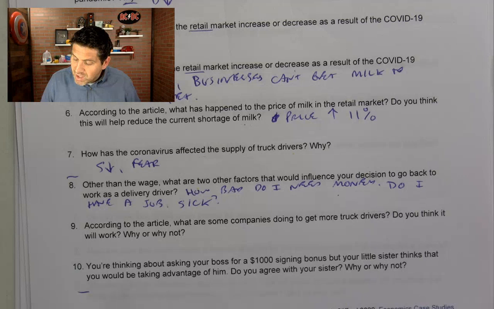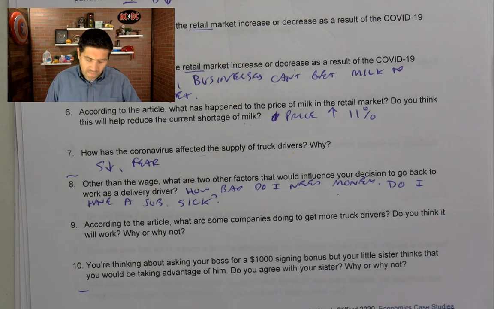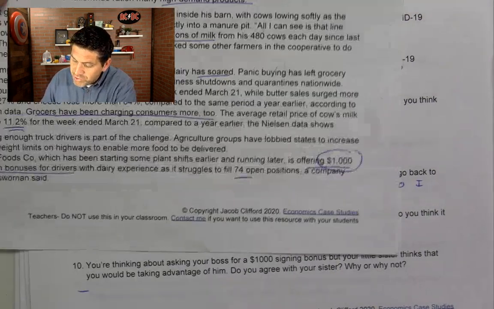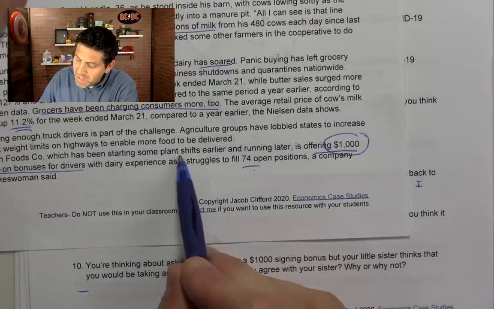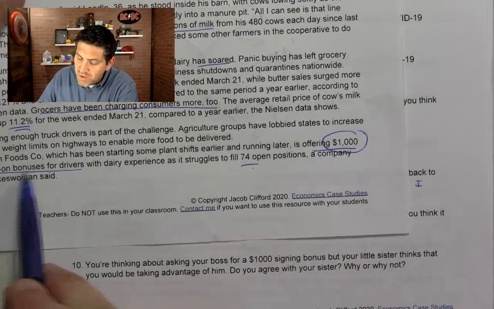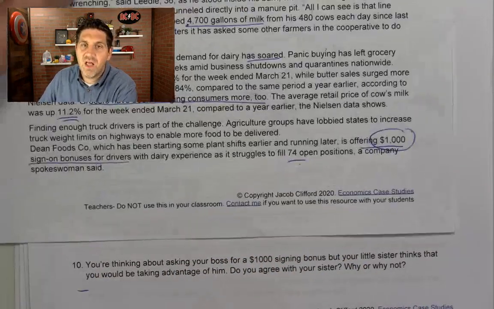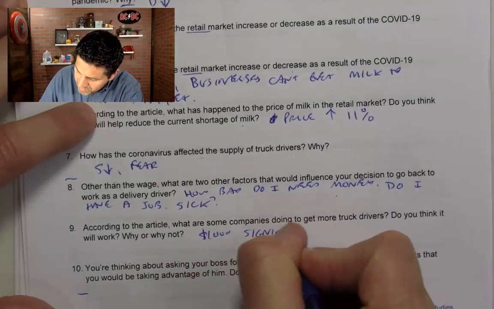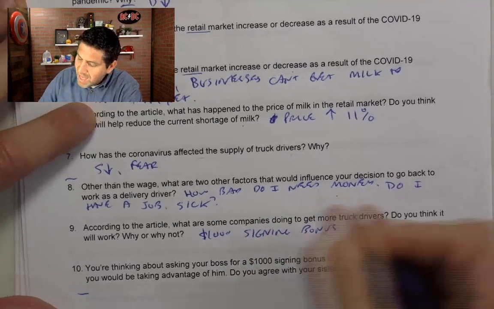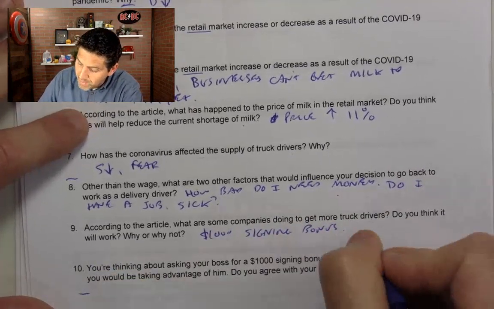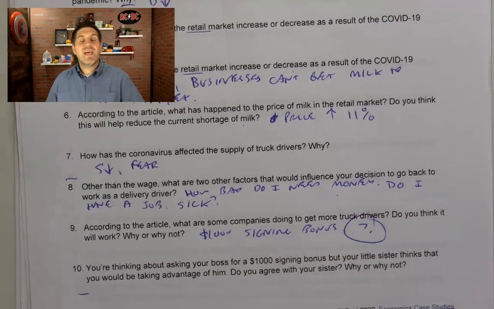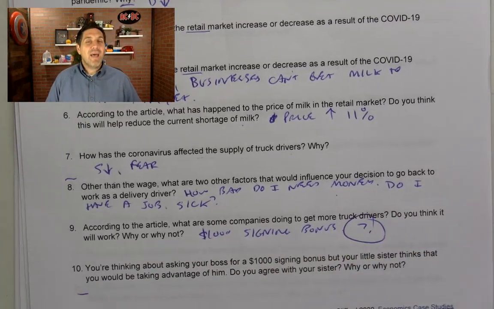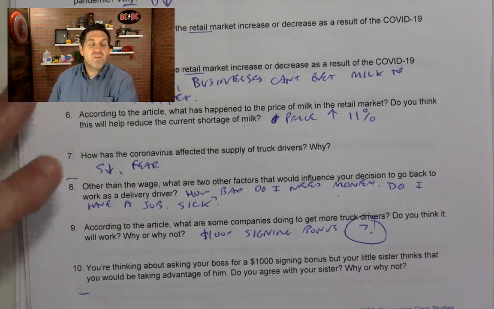Okay, number 9, according to the article, what are some companies doing to get more truck drivers to start working? It says right here, the plant is offering a $1,000 signing bonus to drivers. There it is, $1,000 signing bonus to drivers. And then the question says, do you think it'll work? That one is up to you. So I leave it up to you to decide. And probably it does. $1,000 would motivate.